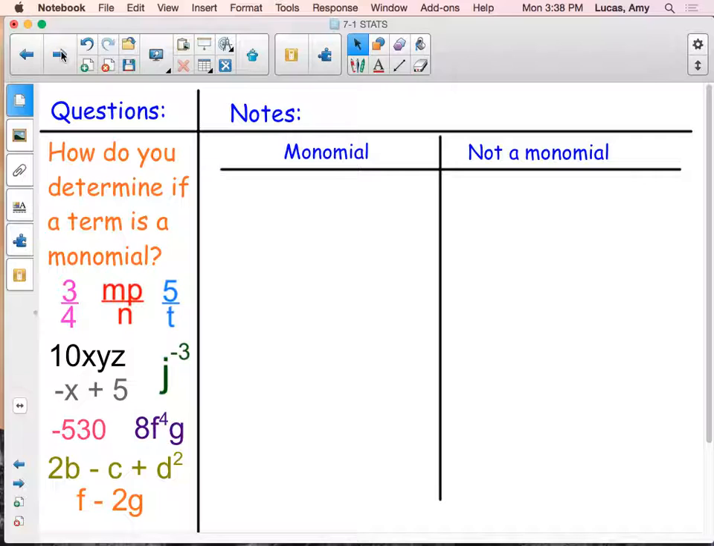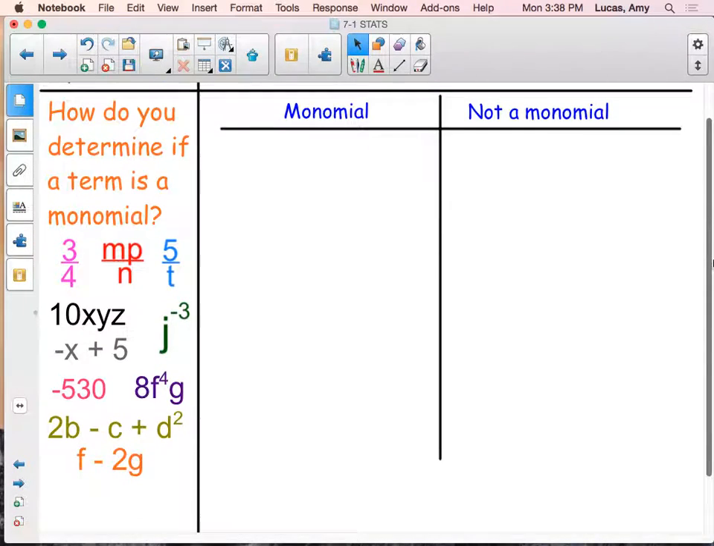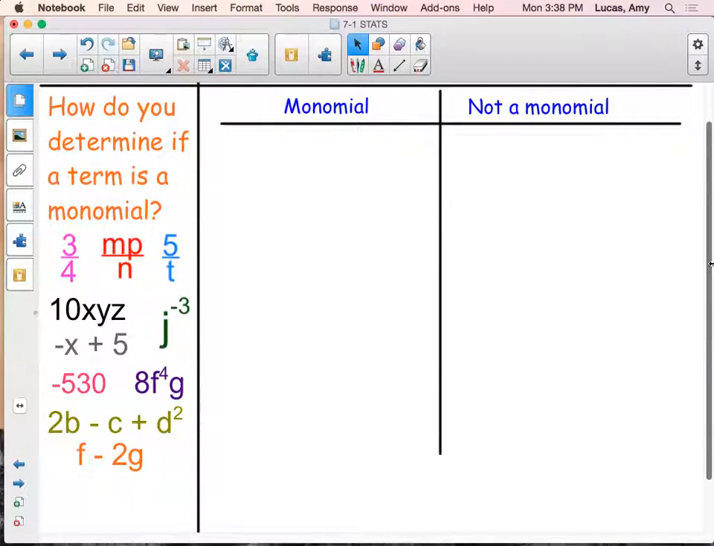All right, so our next slide has a question: how do you determine if a term is a monomial? So a monomial, in the definition, mono means one. So monomial is one term, one term. So we've got a lot of terms over here. It's a click and drag, and I'm going to drag over the ones that are monomials. Negative 530, that's just a constant number. That's a monomial. F to the 4th G, that's a monomial.